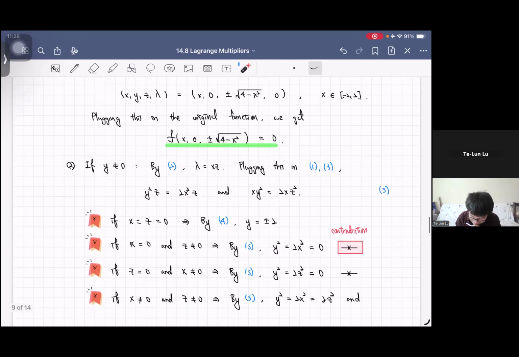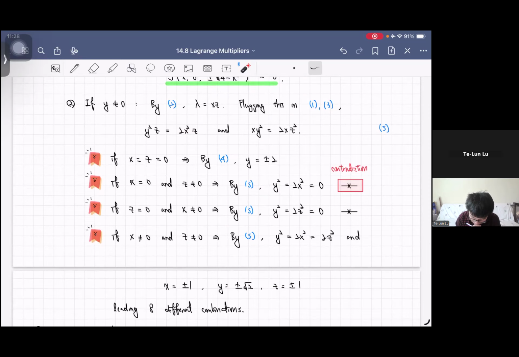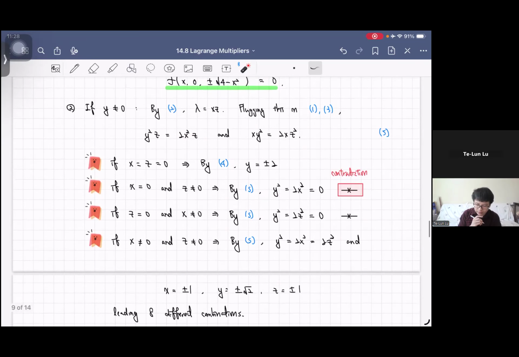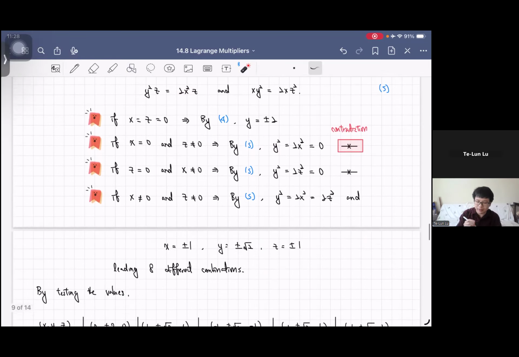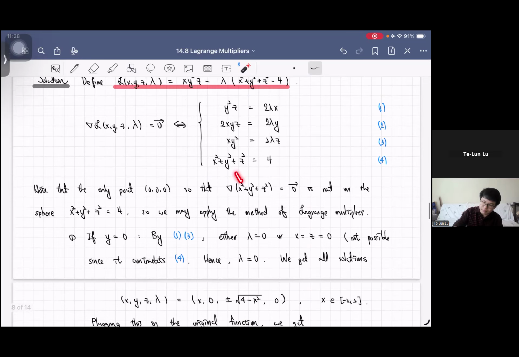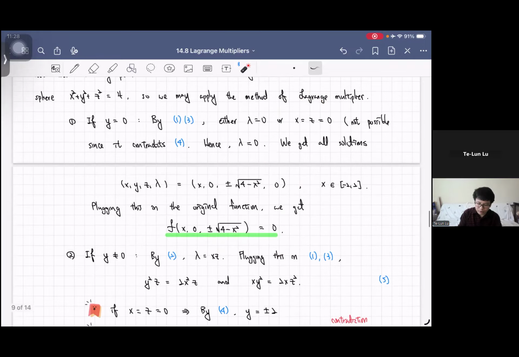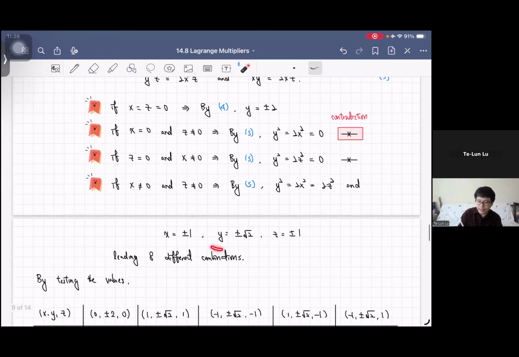Wait, I think I'm missing something here. 2x squared. Oh, yeah, that's good. So x squared plus 2x squared plus x squared is equal to 4. That means x squared is equal to 1. So x is equal to plus minus 1. And so y will be equal to plus minus root 2, and z will be equal to plus minus 1.